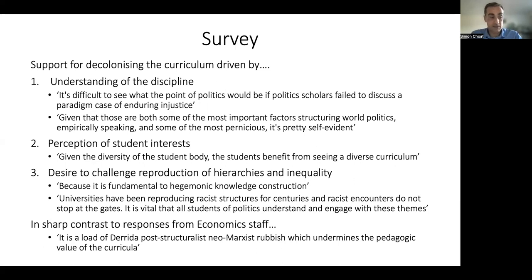And this survey was a part of a project, as I said, comparing politics and economics curricula. I won't look at the economics results here, but I'll just note that in the survey, economics staff, the response rate was better, but they were much more hostile and resistant to the decolonizing agenda. So this quotation from an economics staff member at the bottom here was relatively typical of the kind of responses that we got from economics staff. So we think people in politics are probably more open to decolonizing, but at the same time, what we found is that decolonizing has not got very far.